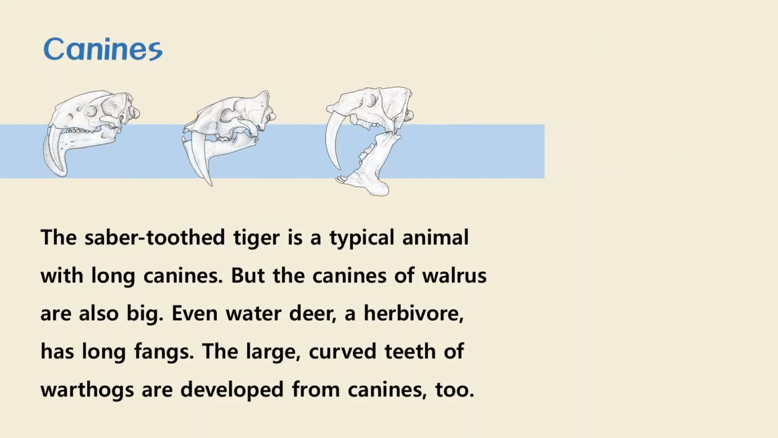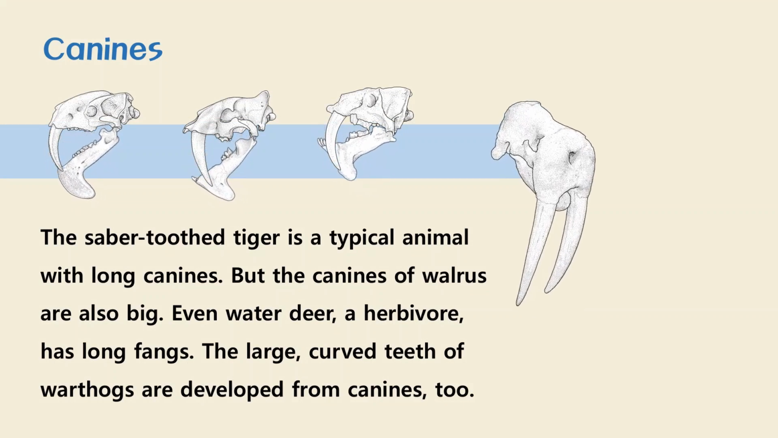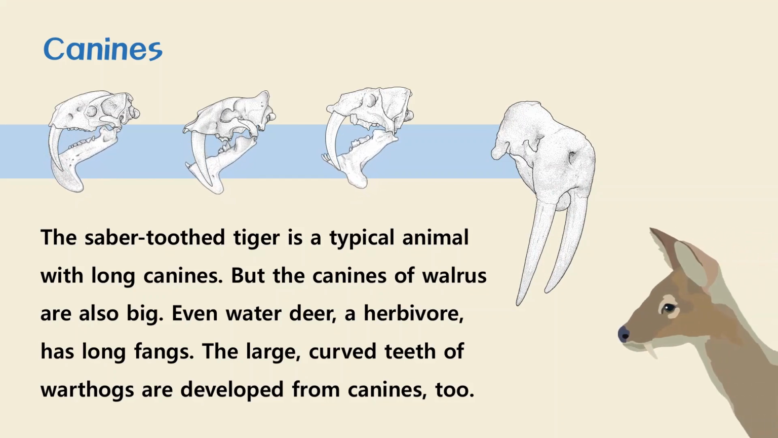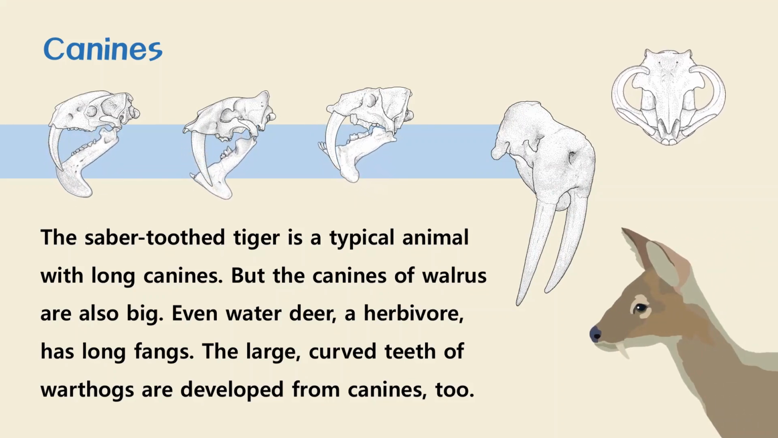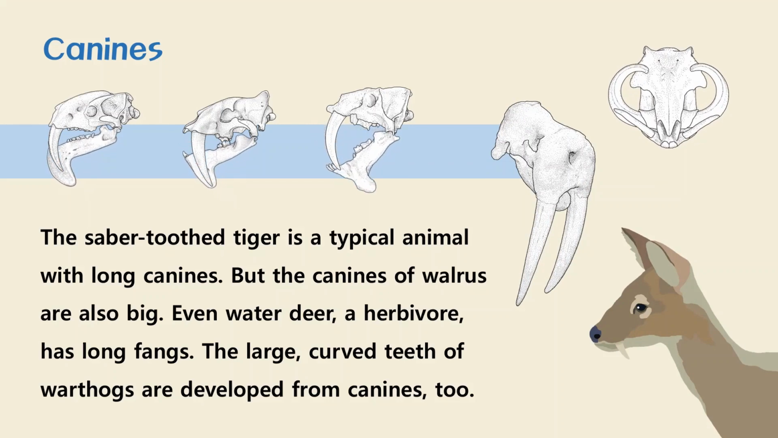Canines. The saber-toothed tiger is a typical animal with long canines. But the canines of walrus are also big. Even water deer, a herbivore, has long fangs. The large, curved teeth of warthogs are developed from canines, too.